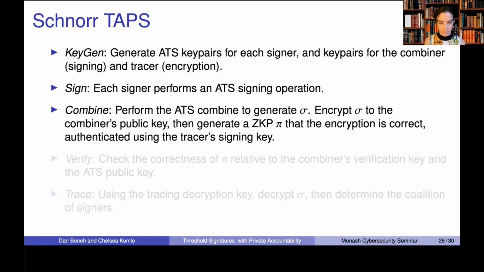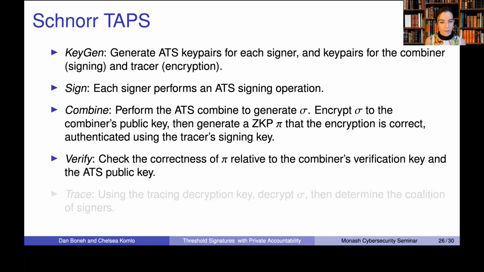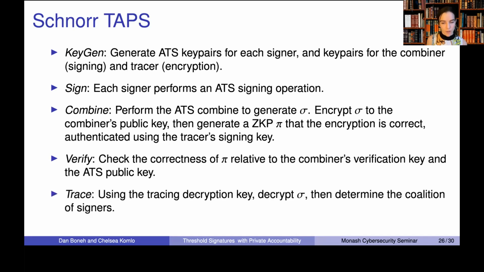Combine, again, is using public key encryption. So the ATS is encrypted to the combiner's public key. And then this proof pi is generated that ensures that the encryption is correct, and it's also authenticated. For verification, it checks the correctness of pi relative to the verification key and the ATS public key. And then trace, using the tracing decryption key, will decrypt to obtain the signature. And then by looking at the signature, it can determine the coalition of signers.